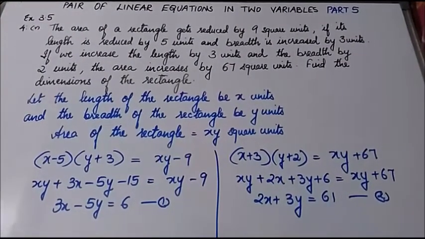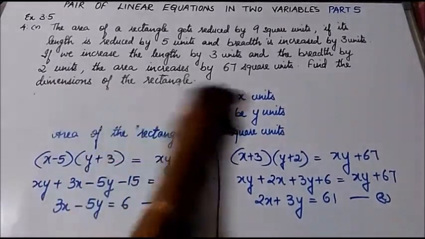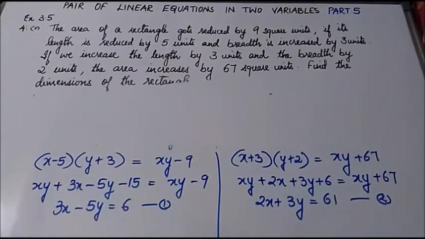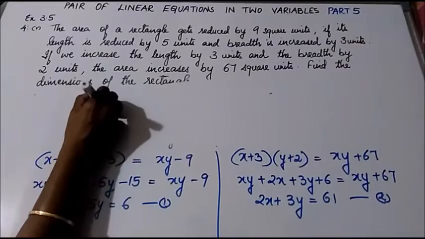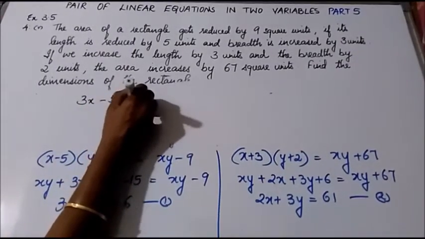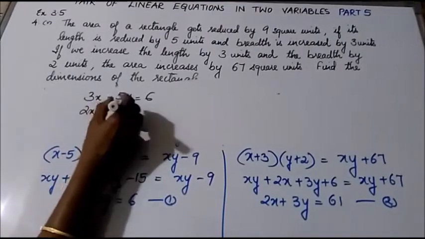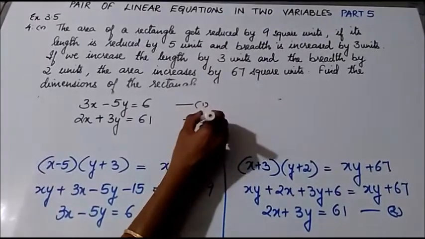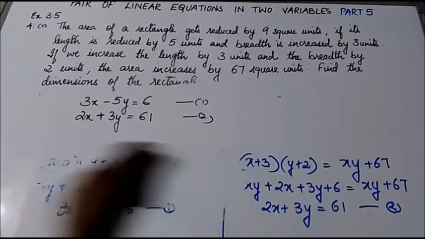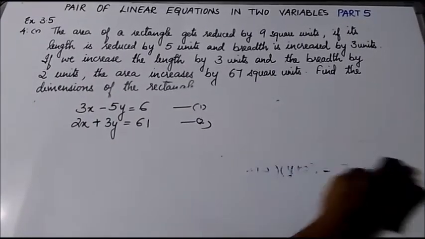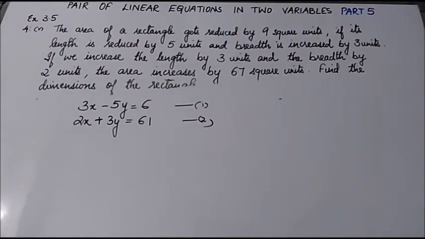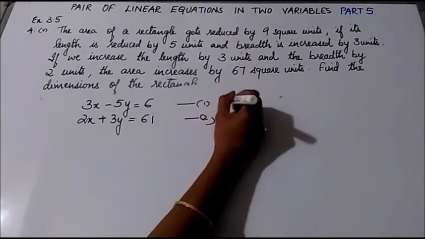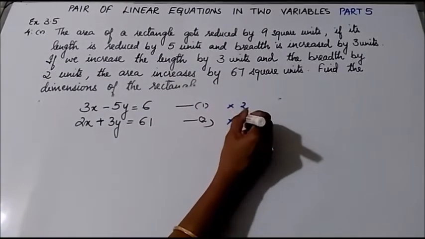Now we will solve both the equations by elimination method. What are the equations that we have got? We have got here 3x minus 5y is equal to 6 and 2x plus 3y is equal to 61, equation 1 and equation 2. Now we see the coefficient of neither x nor y is equal. So we will make coefficient of one of the variables equal. Let us make coefficient of x equal. LCM of 3 and 2 is 6. Therefore first equation you multiply by 2 and the second equation multiply by 3.